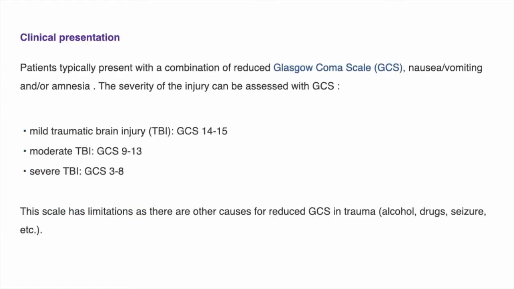So what is important, this is about the clinical presentation, which presents with a combination of reduced Glasgow Coma Scale. We have mild traumatic brain injury with the Glasgow between 14 to 15, moderate traumatic brain injury with the Glasgow 9 to 13, and severe traumatic brain injury with the Glasgow from 3 to 8.